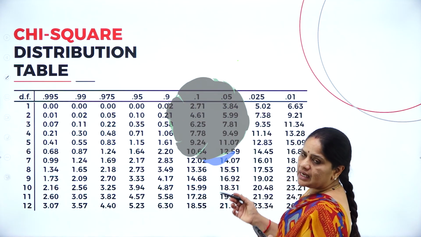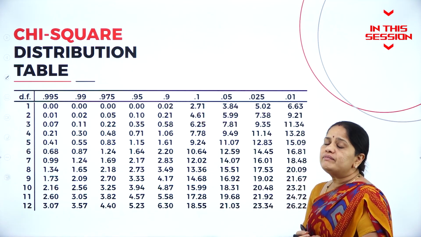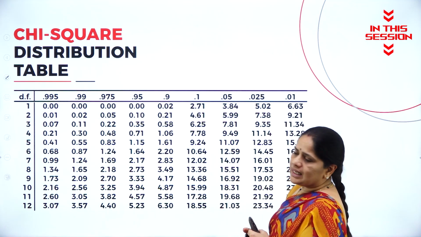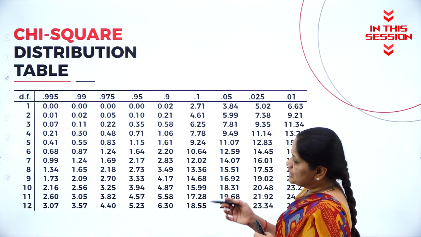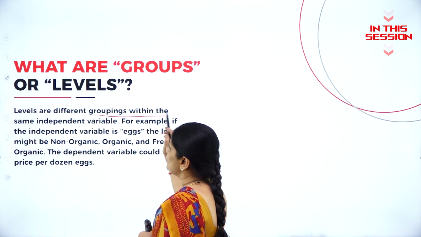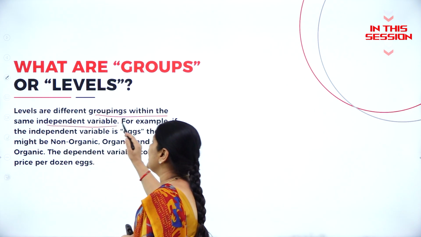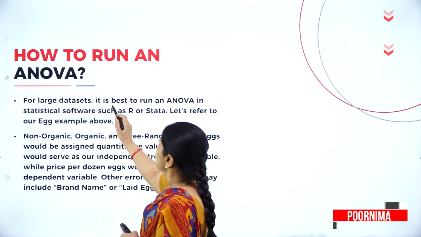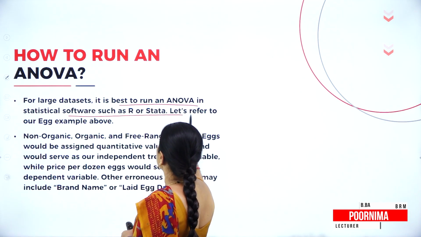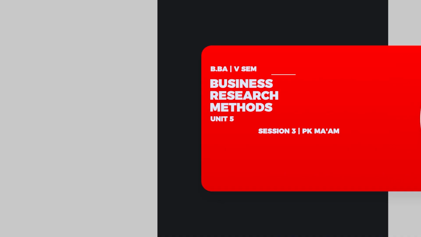With the help of this chi-square distribution table, we will be able to decide what are the degrees of freedom and what are the confidence level for each degree of freedom. So levels are different groupings within the same independent variable. For large data sets, it is best to run an ANOVA in statistical software such as R or Stata.